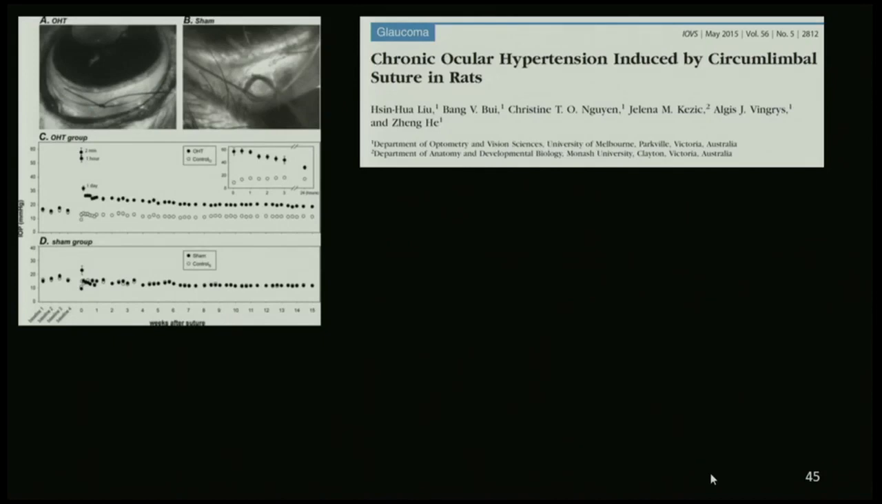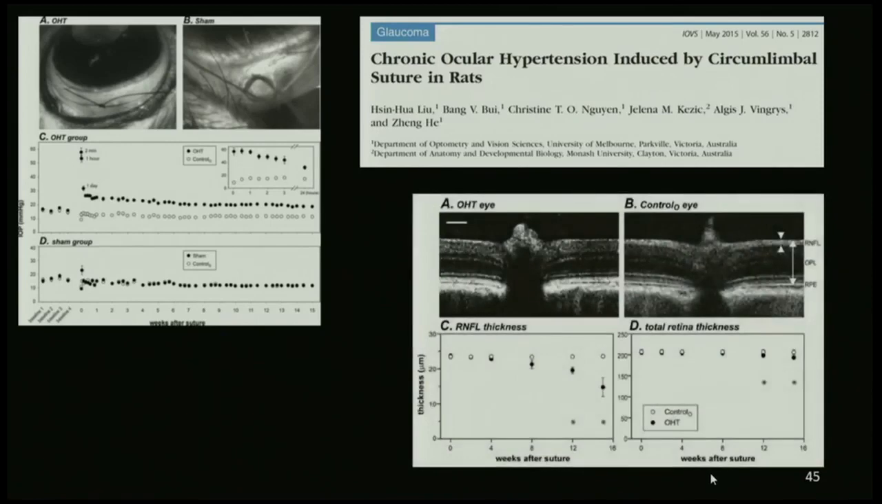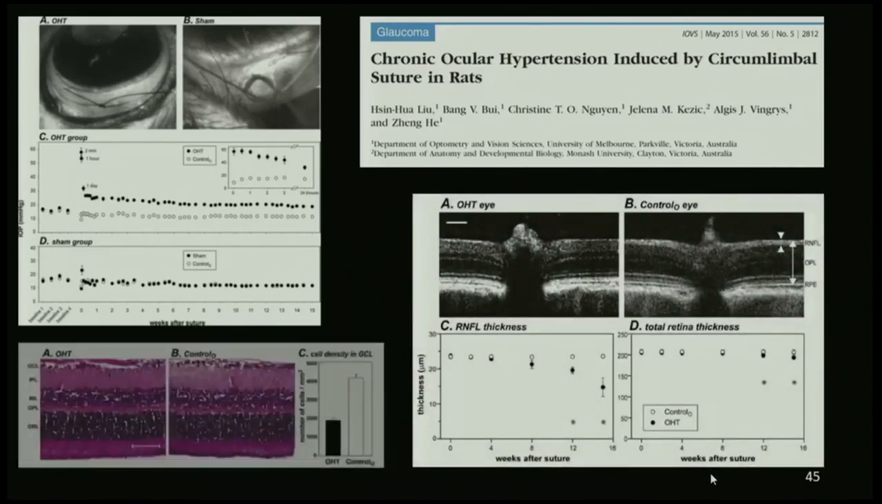They took really great care to be sure that they're not too far posterior with their sutures so that they're not occluding the vortex veins. And they were able to show nice IOP elevation in the lassoed eyes. They saw thinning of the inner retina over time, and they saw loss of retinal ganglion cells on immunohistochemistry.